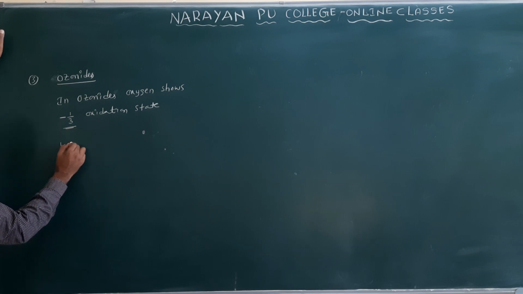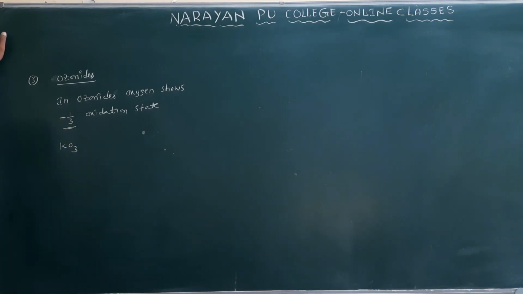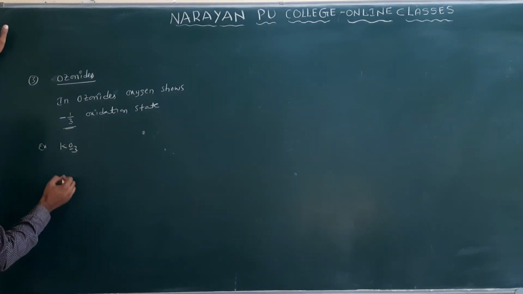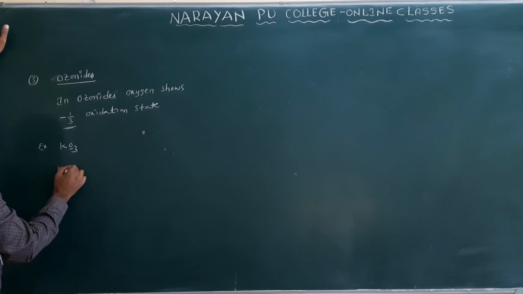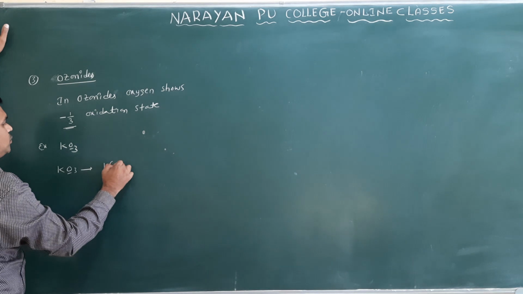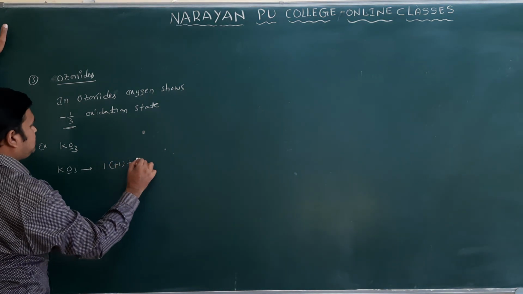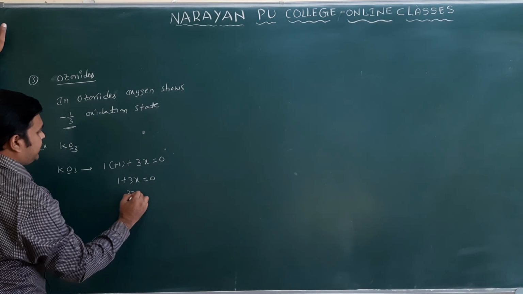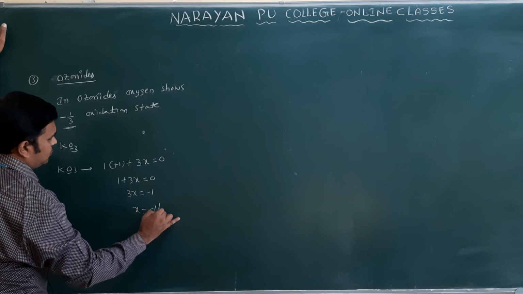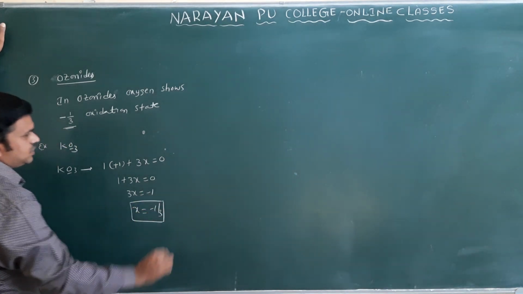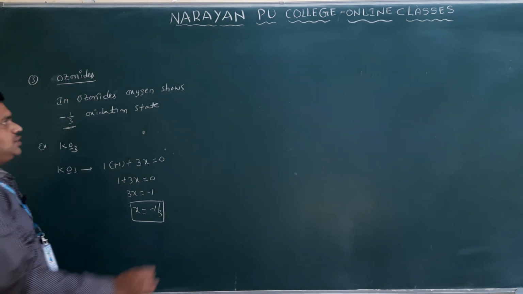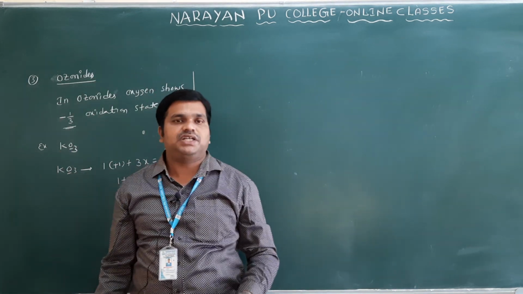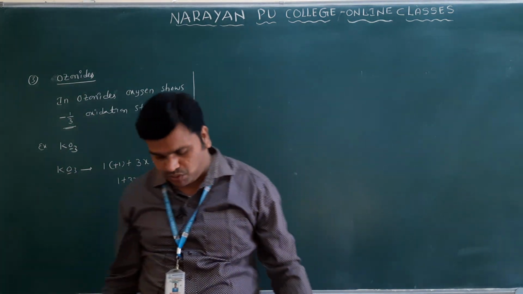Let us take the example KO3. This is potassium ozonide only. If you want to find out the oxidation state of oxygen, how many potassiums do we have? 1 potassium only. So you will write 1 into plus 1 plus 3x equal to 0. So 3x equal to -1, x equal to -1/3 only. So this is in the case of ozonides. Normal oxides -2, peroxides -1, superoxides -1/2 and ozonides -1/3 only.